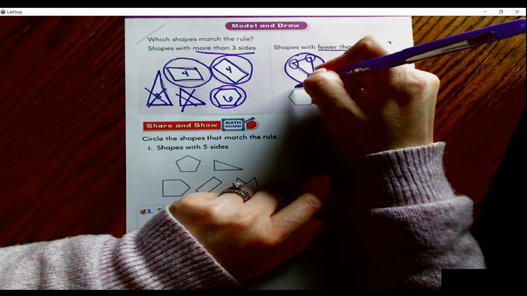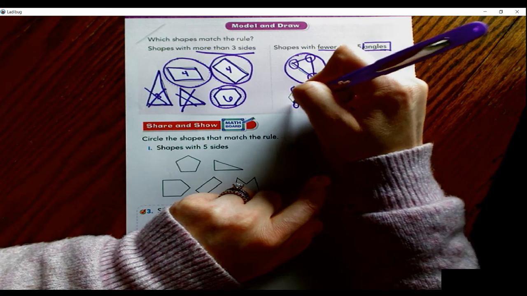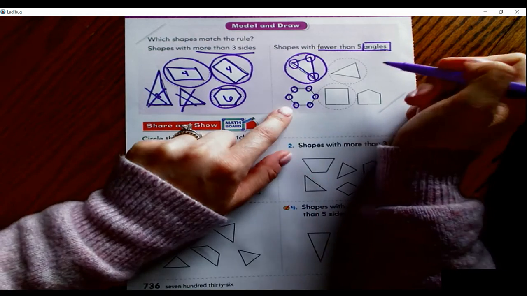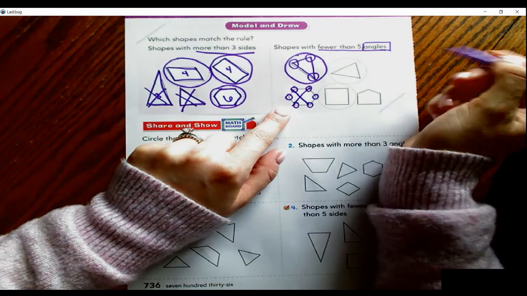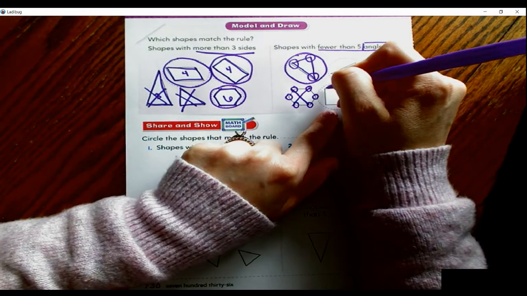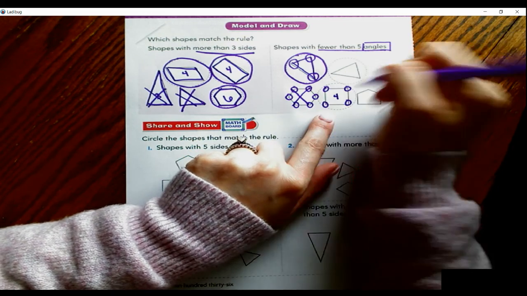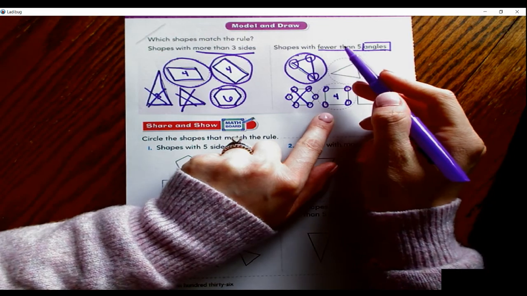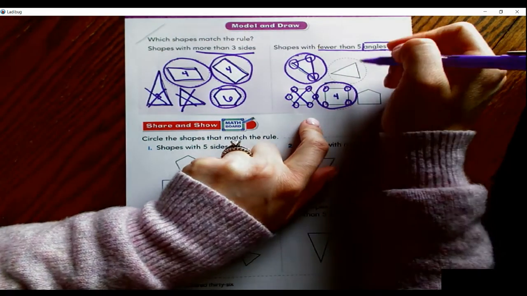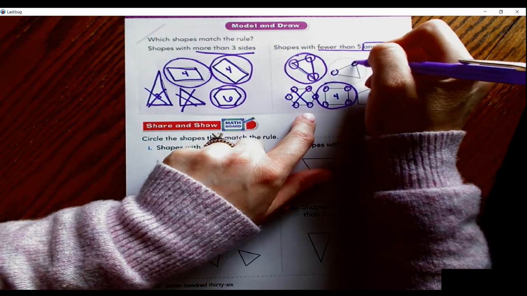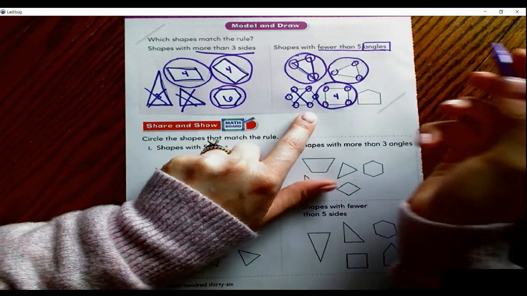Let's count this one. 1, 2, 3, 4, 5, 6. This has 6 angles. It's more than 5, so this is not a choice. 1, 2, 3, 4. This has 4 angles. That is fewer than 5, so I will circle it. This one has 1, 2, 3 angles. That's less than 5, so I will circle it.